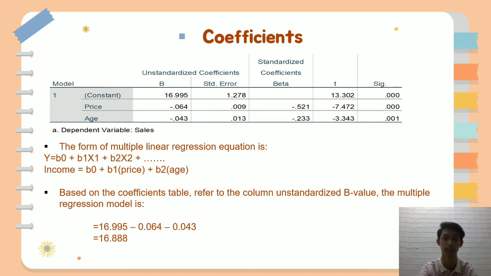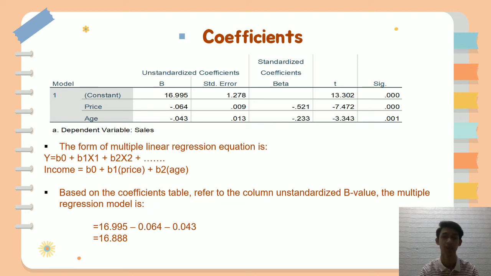Last one, for the age. B is negative 0.043. The standard error is 0.013. The standardized coefficient beta is negative 0.233. T is negative 3.343. The last one is SIG, 0.001.